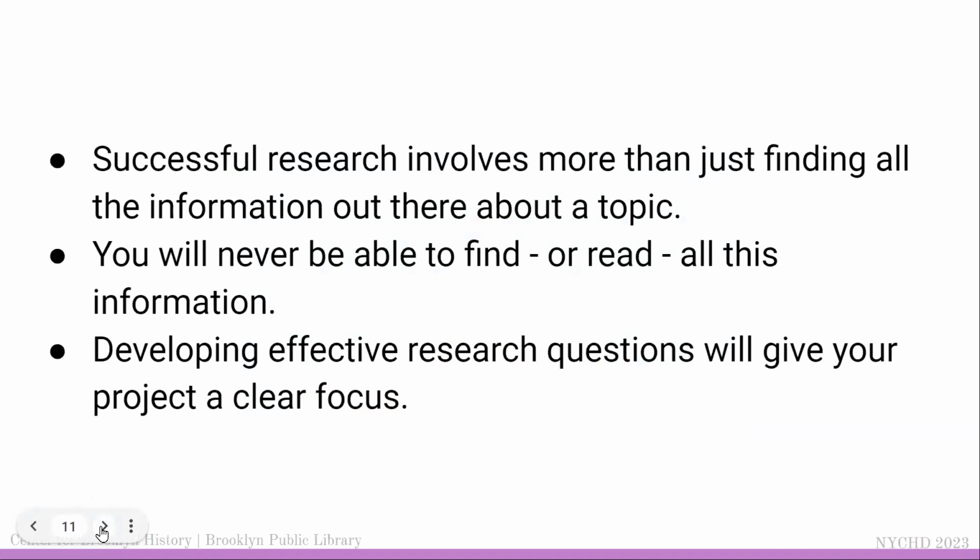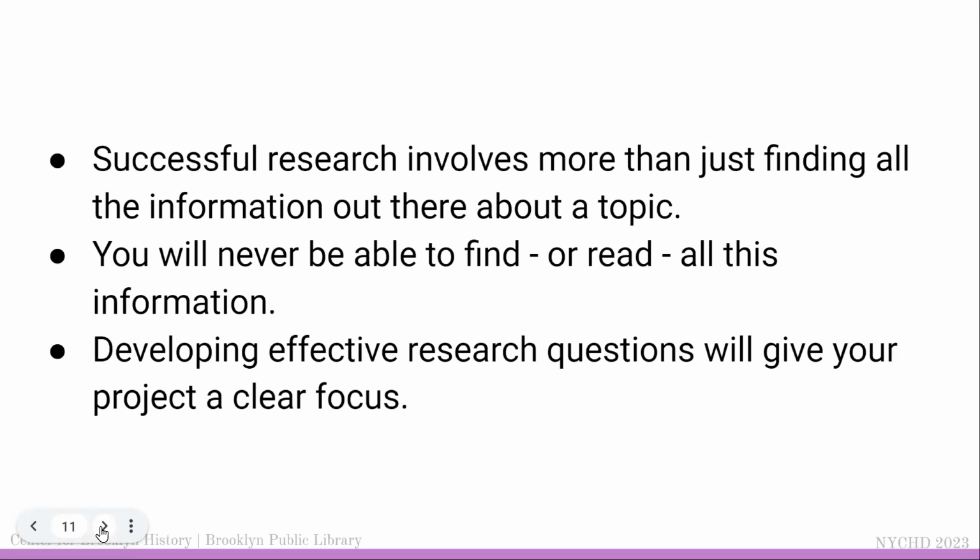So your students are doing research and, you know, you're telling them, and perhaps some of them came to you and said, I want to do a research project. And the other workshops were talk about how to do a research plan, pre-plan on doing research. But we know that successful research involves finding all the information out there about a topic. We know that your students will never, or none of us will be able to find or read all of this information. It's just so much information out there.